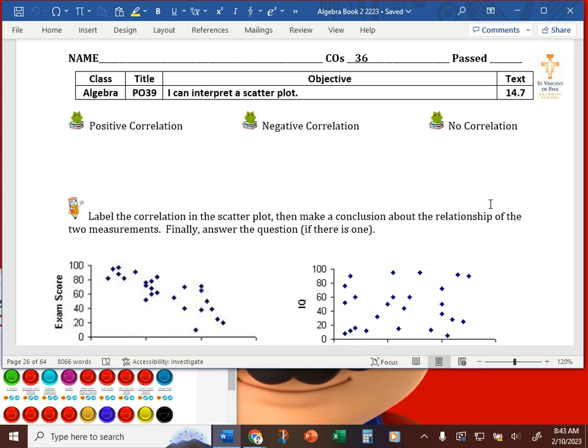We are wrapping up this week on a beautiful Friday morning with PO39, interpreting a scatter plot.